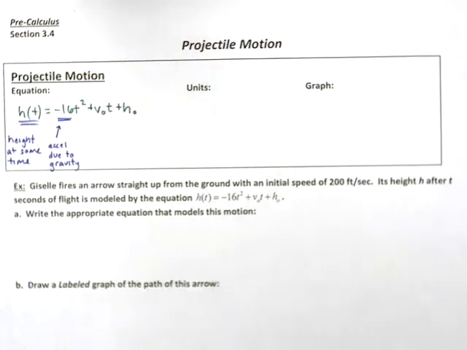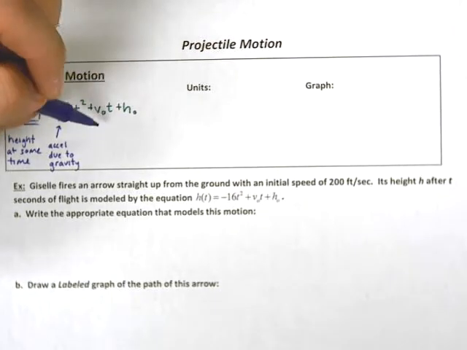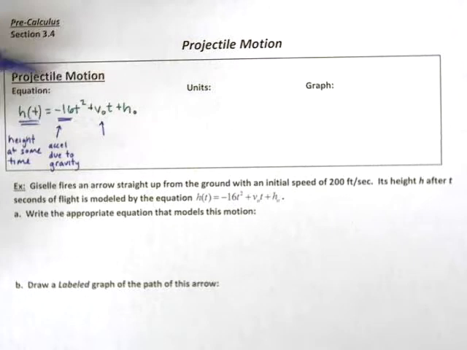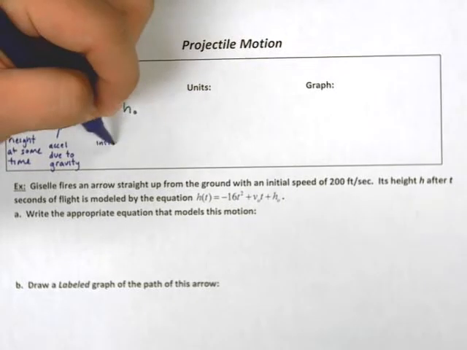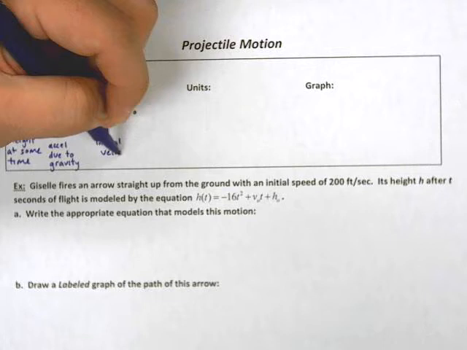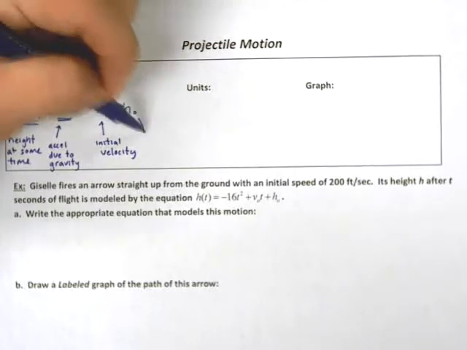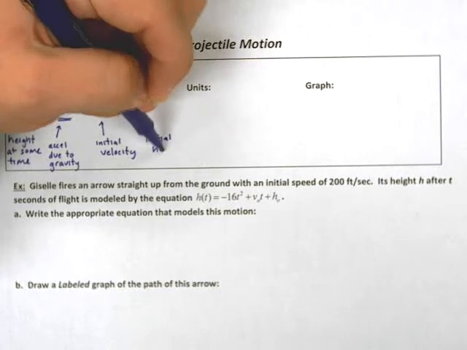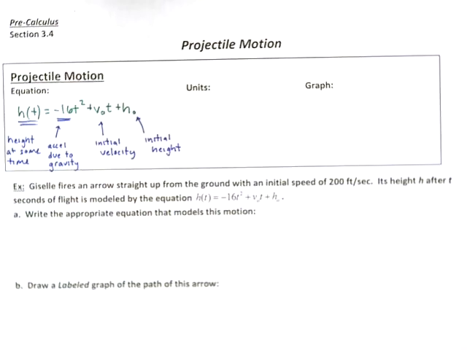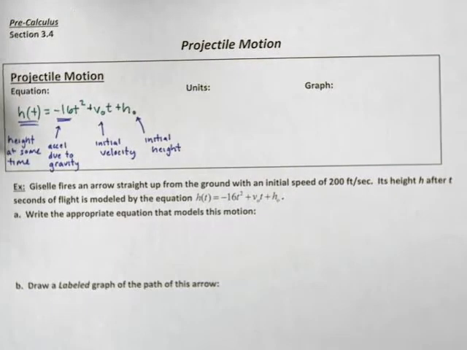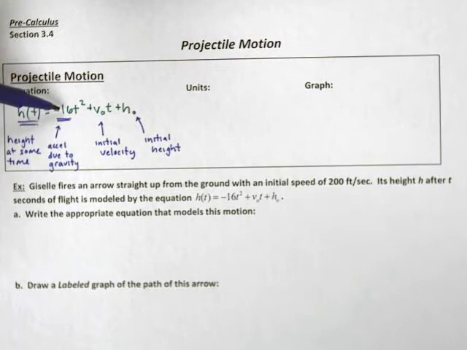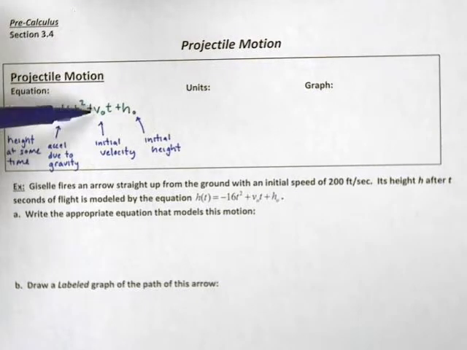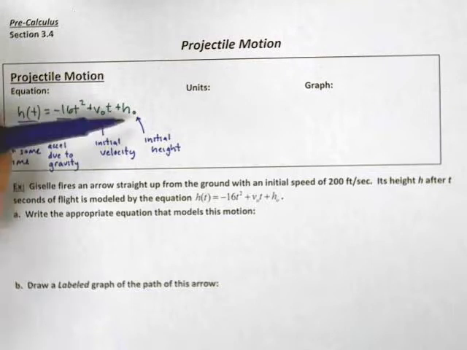So that's important. I'm going to skip t for a second. We're going to get there in a second. Then v naught, this is initial velocity. And lastly, h naught is initial height. Okay, so let me move my hand for a second so you guys can see all of that. Alright, height at some time. Acceleration due to gravity is why we have this negative 16, and that's never going to change with what we're doing. Then we have initial velocity, which is going to change, and initial height.